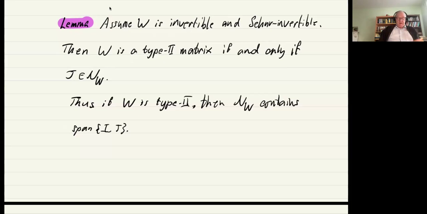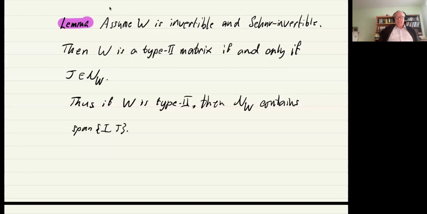Now, it follows that if W is type 2, the Nomura algebra always contains both I and the all ones matrix J. And so when we're dealing with type 2 matrices as we are, the Nomura algebra will always have dimension at least 2. The problem is we really, really want examples where the dimension is greater than 2, and they're not easy to come by.